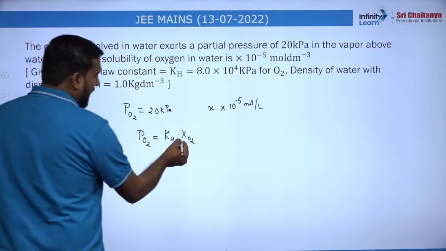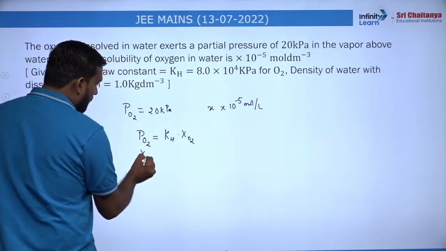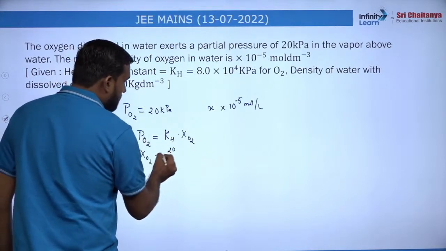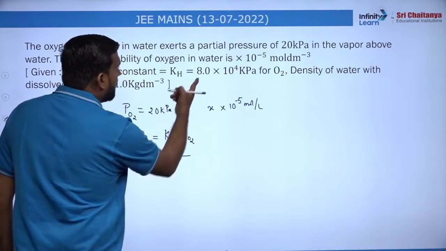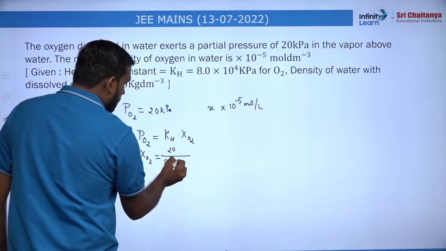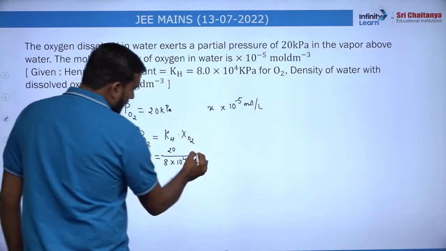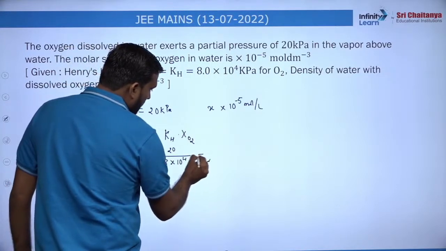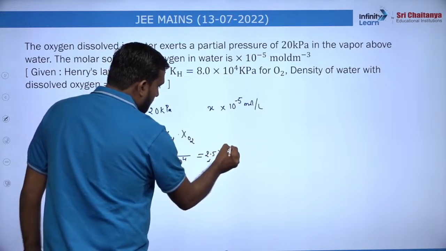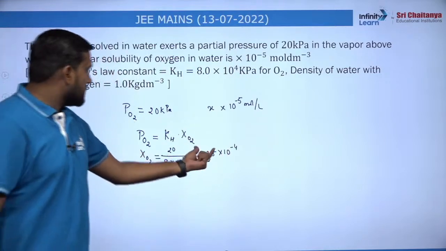So if we calculate the mole fraction of the oxygen from this equation, it will come out to be, the partial pressure is 20 and the Kh value is basically 8 into 10 to the power 4. So it will be 8 into 10 to the power minus 4, sorry, plus 4. If you solve it, it will come out to be 2.5 into 10 to the power minus 4. But this is not our answer. Why? Because this is the mole fraction.